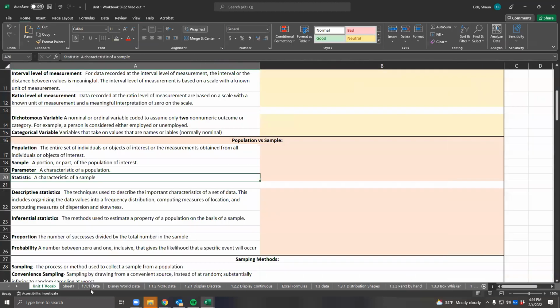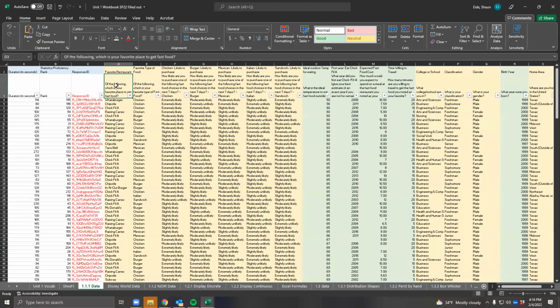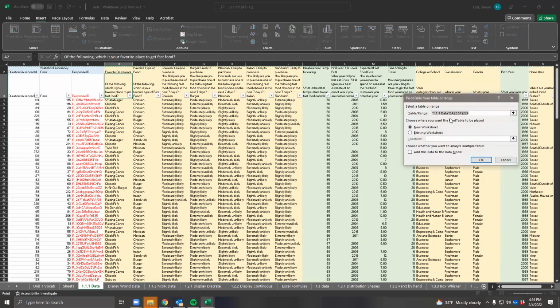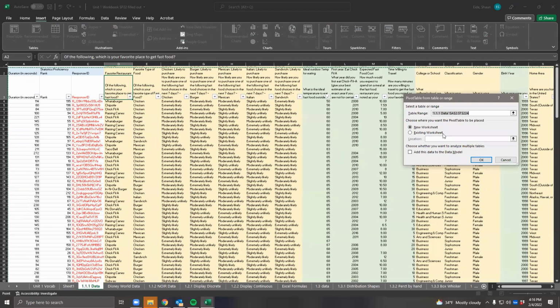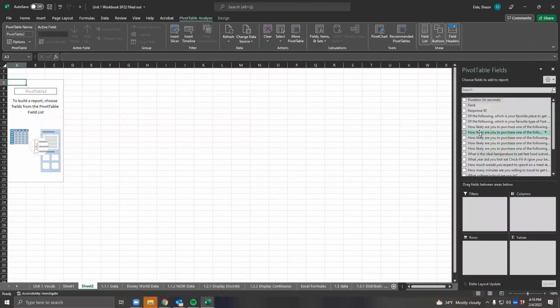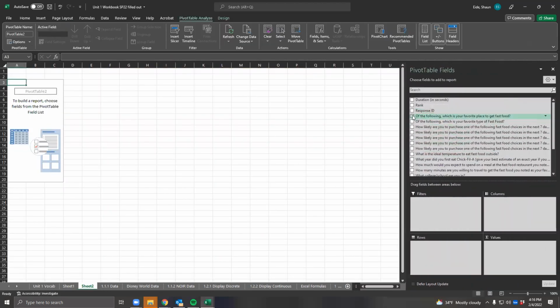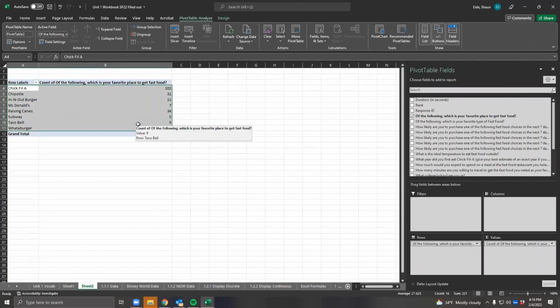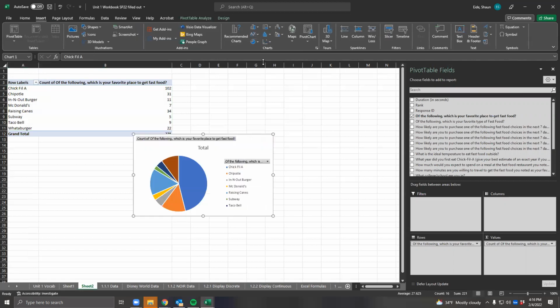I guess I need to fix something really quick. So let's do insert pivot table, and instead of A2, we're going to do A3. There we go. So now let's do values. And now that we have this, this is referred to as a frequency table. Now that we have this in a frequency table, because it says count, we're able to insert pie chart.